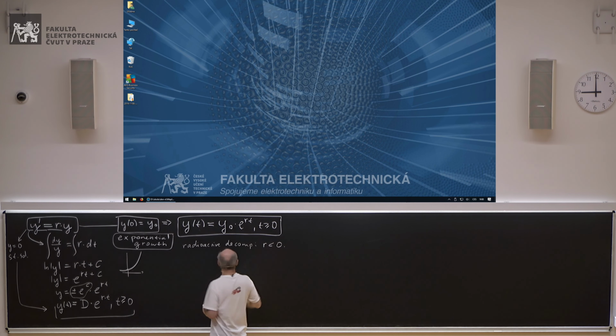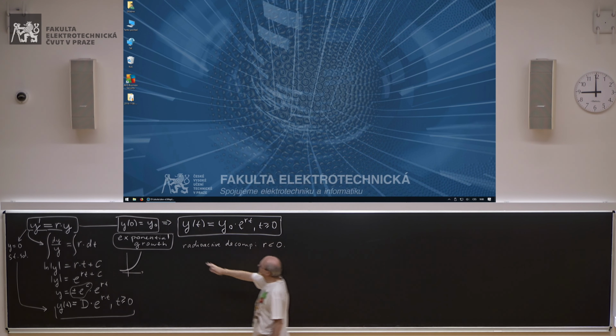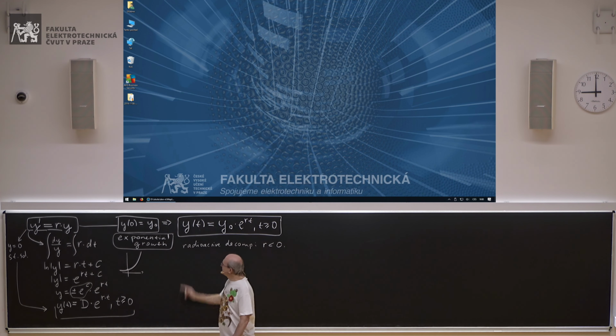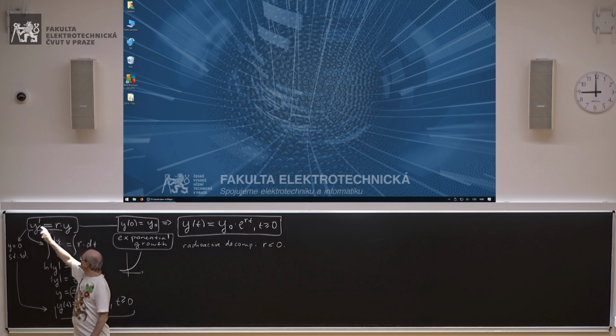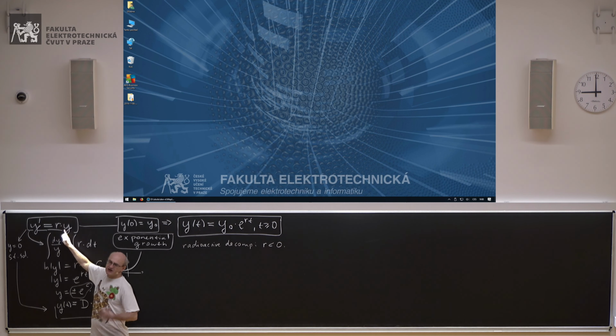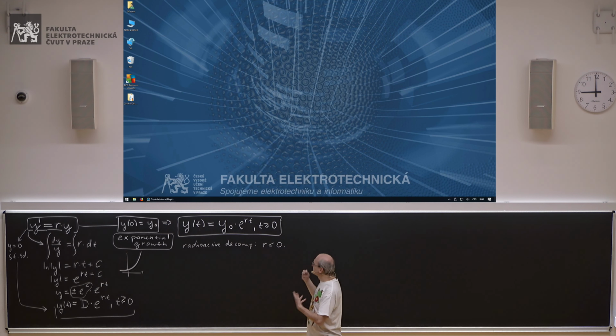Now, radioactive decomposition definitely has R negative. We didn't talk about it too much earlier, but R can be anything in the exponential growth. And in this case, when you have atoms, they decompose, so the number of atoms or the weight of your material decreases, so the derivative should be negative. Here is a positive number, how much you have. I multiply it by a negative number, I get a negative derivative. So that's how I see the decrease in the material, by taking R negative.